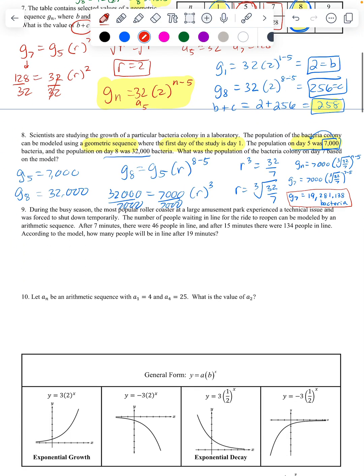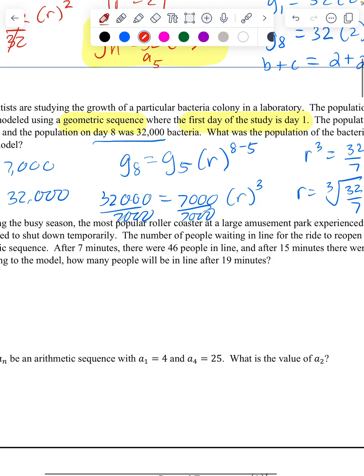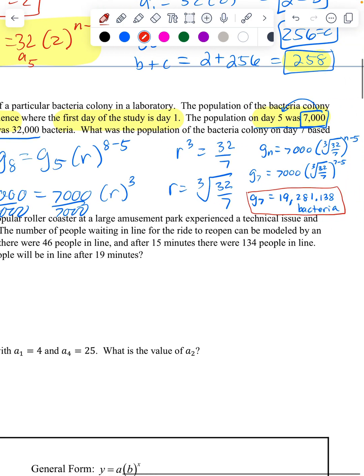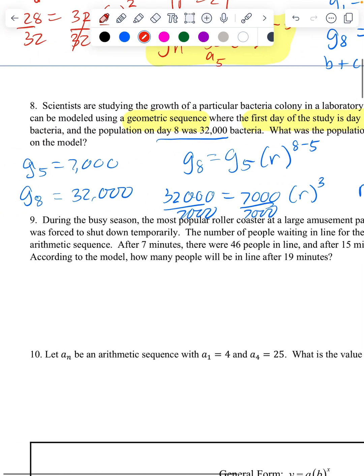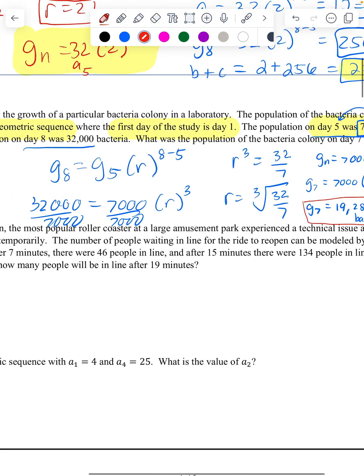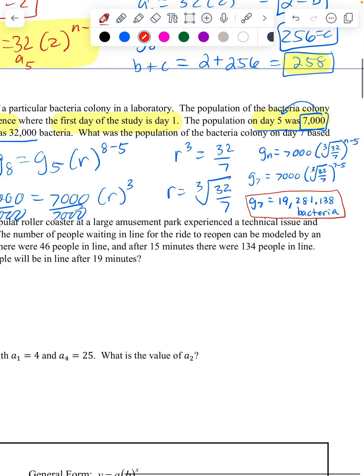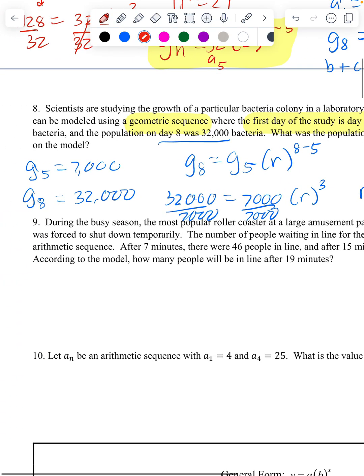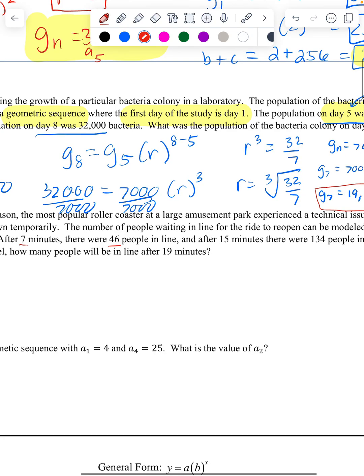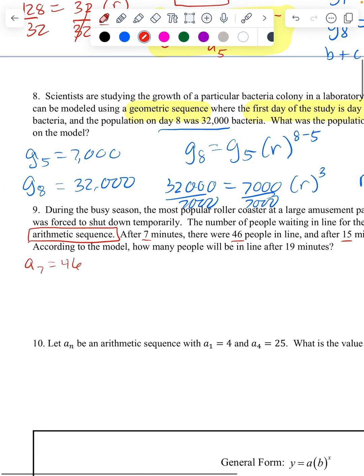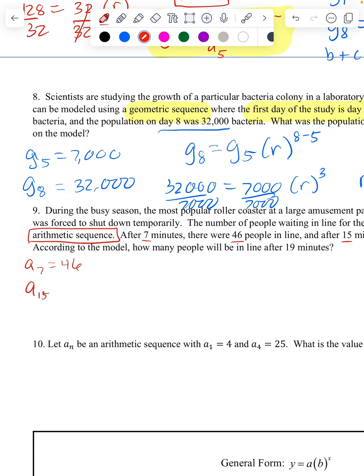So let's wrap up 9 and 10. During the busy season, the most popular roller coaster at a large amusement park experienced a technical issue and was forced to shut down, which is why you should never go on them. They're terrifying. The number of people waiting in line for the ride to reopen can be modeled by an arithmetic sequence. This is so important. After 7 minutes, there were 46 people, which means A7 is 46. Extract that information as you go. After 15 minutes, there's 134. So A15 is 134.